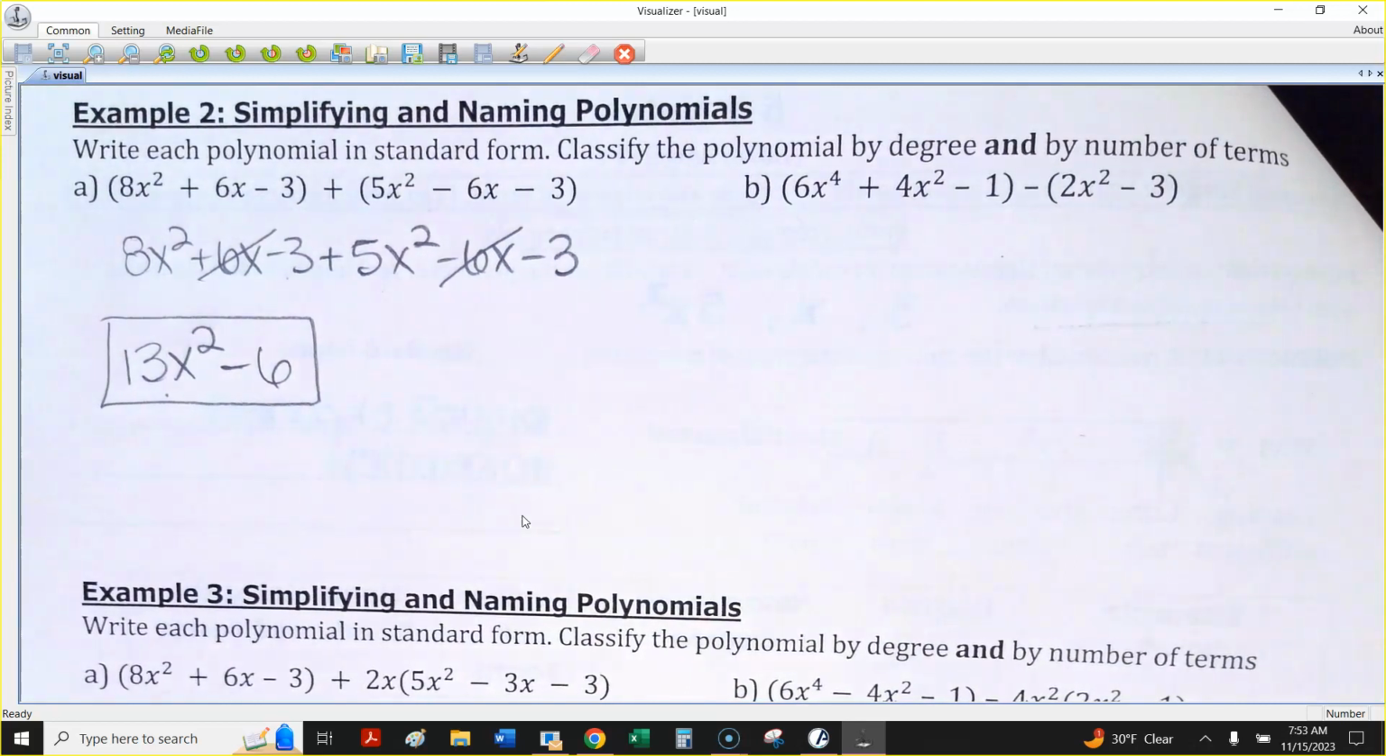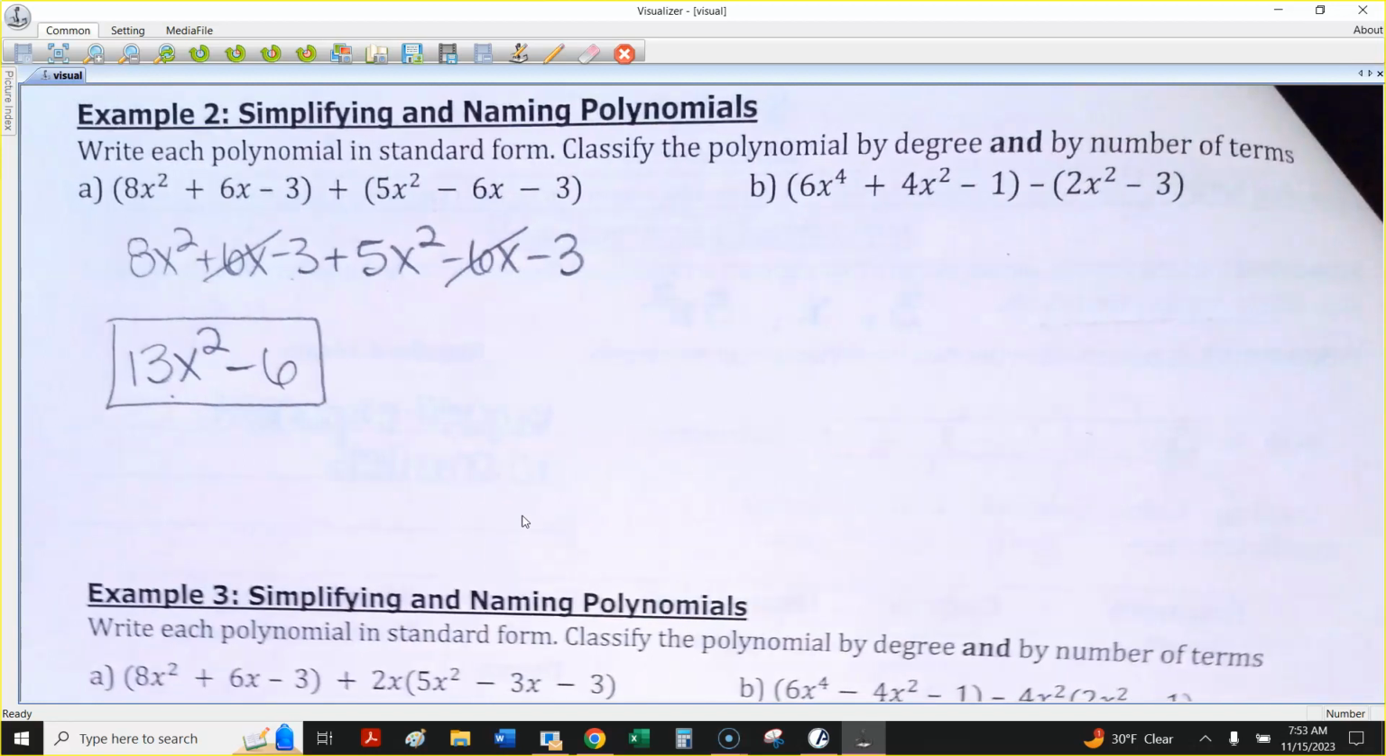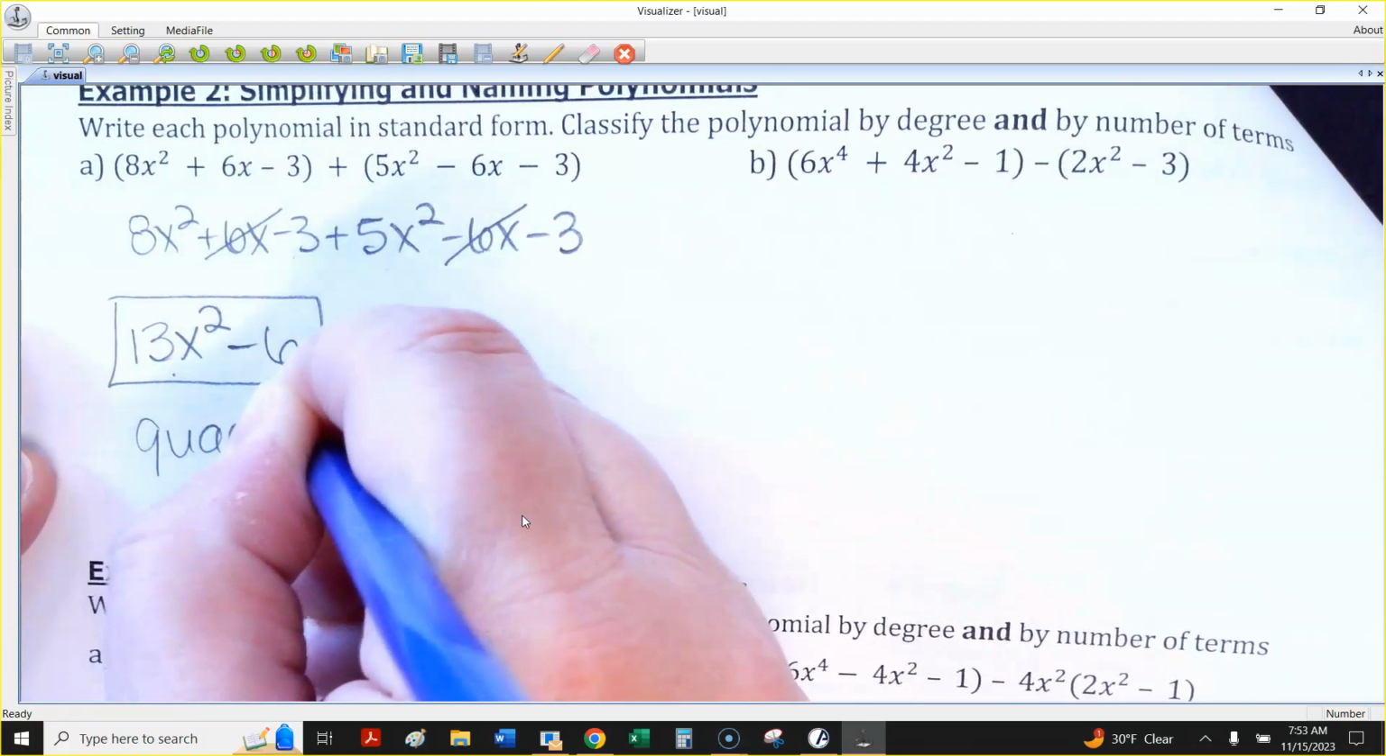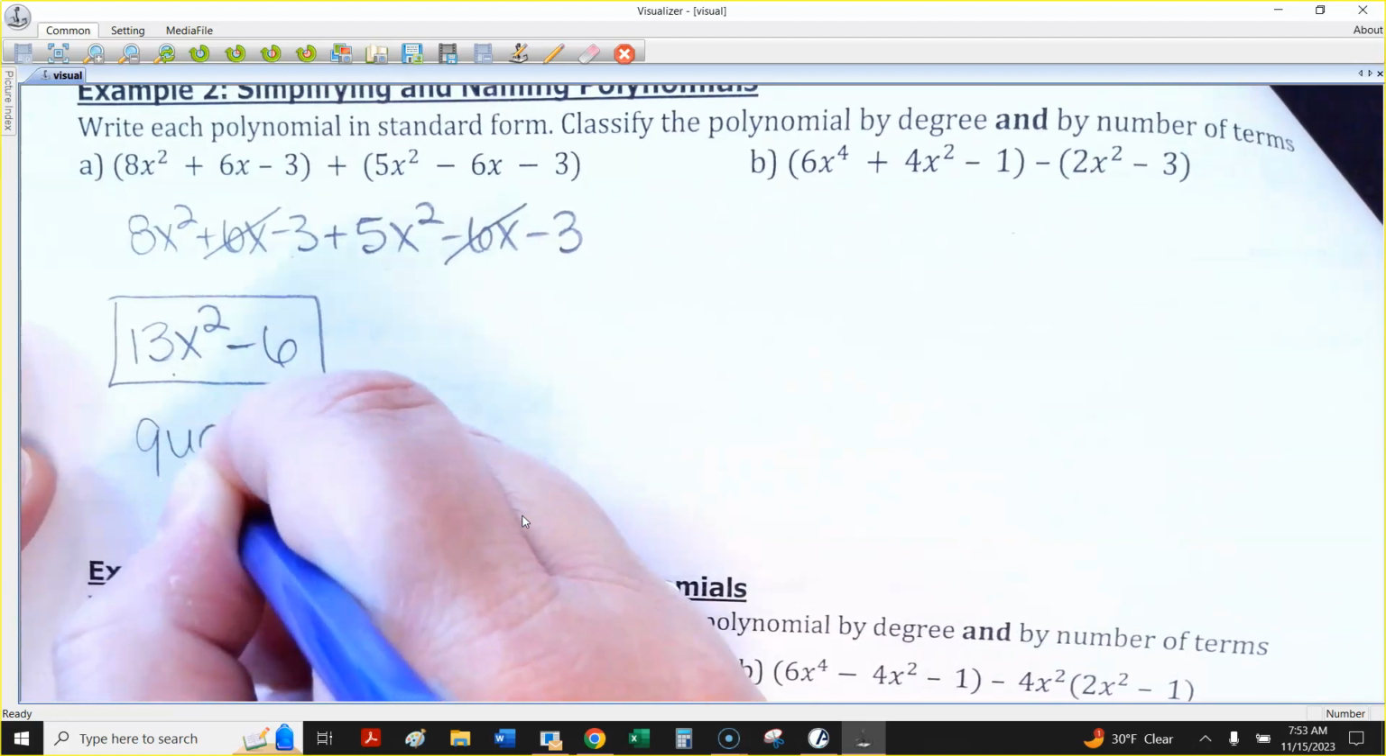Can anybody remember from the front, like, what would you call this? Yes, quadratic, because you got x squared, and then I've got two terms there, so it's a binomial.